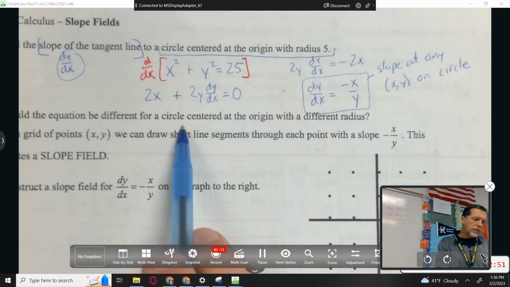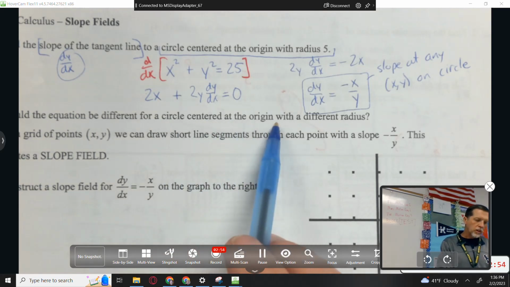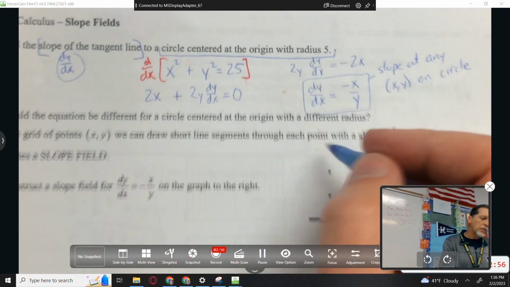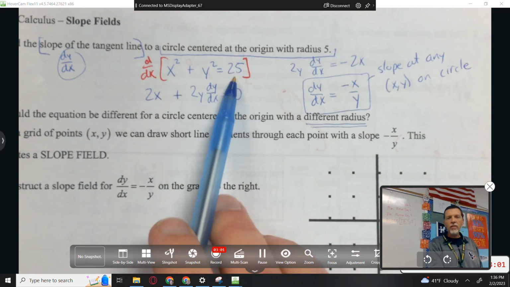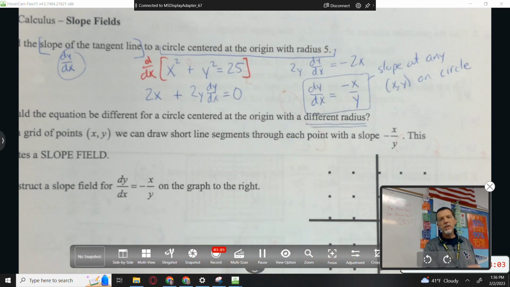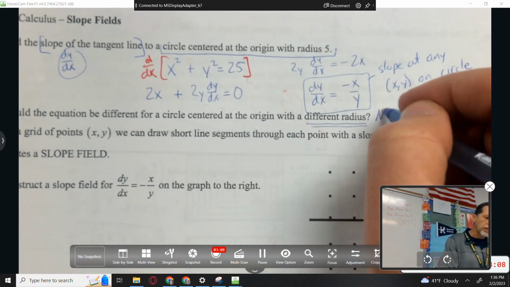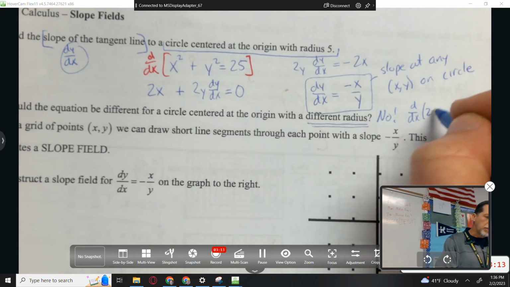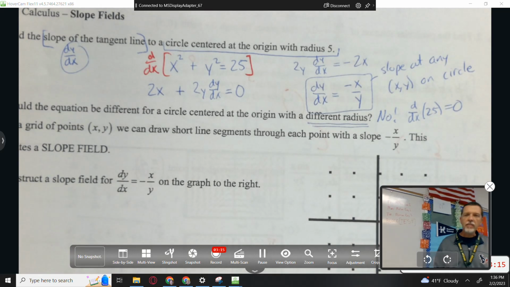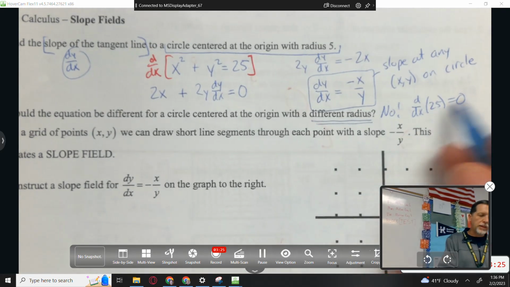Would the equation be different for a circle centered at the origin, so x squared plus y squared, with a different radius? Basically, what effect did the 25 have on our derivative? None. So something maybe kind of weird is going on here. The answer is no. Because the derivative of 25 is 0. So whatever number was out there is going to go away, whether the radius is 5 or 10 or 100. Because derivatives of constants go away.